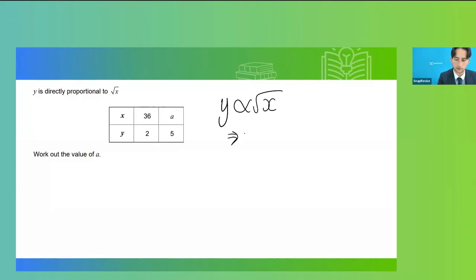So y equals k root x. And here's my pair of values. When x is 36, y is 2. So let's find k. Once we've found k, we've found the actual formula, then they've given us another pair to solve and find out what a is. So there's what I do to start with.